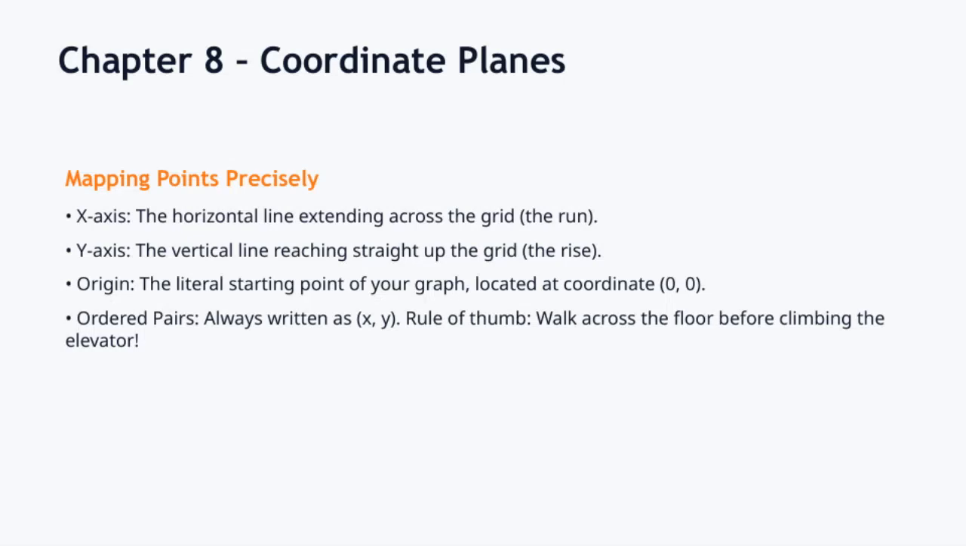Let's talk about mapping points precisely on a coordinate plane. The x-axis runs horizontally across the grid, that's the run. The y-axis goes straight up, that's the rise. Where they meet is the origin, at coordinate 0, 0. When we plot points, we use ordered pairs, written as x first, then y. Think of it like walking across the floor before taking the elevator up. This simple rule keeps everything clear and accurate.